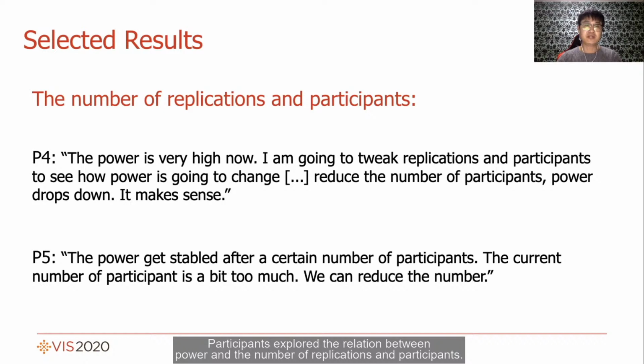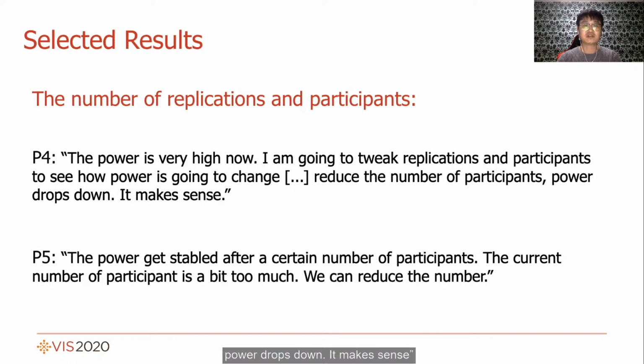Participants explored the relationship between power and the number of replications and participants. For example, participant 4 said, "The power is very high now. I'm going to tweak replications and participants to see how power is going to change. Reduce the number of participants, power drops down. It makes sense."